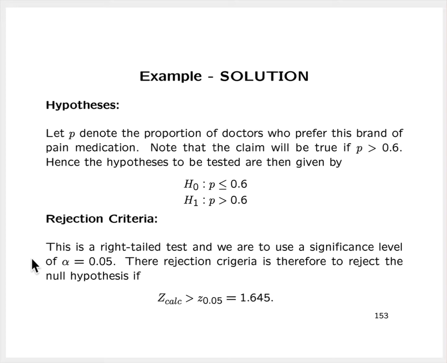Because this is a right-tailed test, right? It's a right-tailed test. The inequality is pointing to the right in the alternative hypothesis, and we're supposed to use a significance level of 0.05. And so then the rejection criteria is to reject the null hypothesis if z-calc is greater than the upper fifth percentage point of the standard normal distribution, which is 1.645.